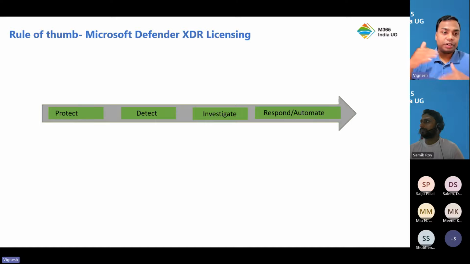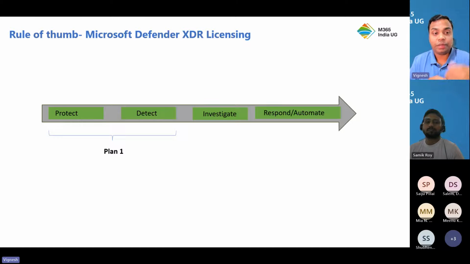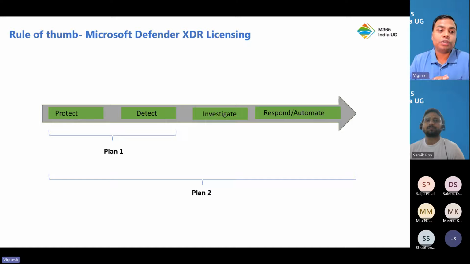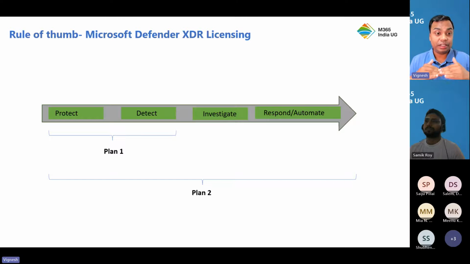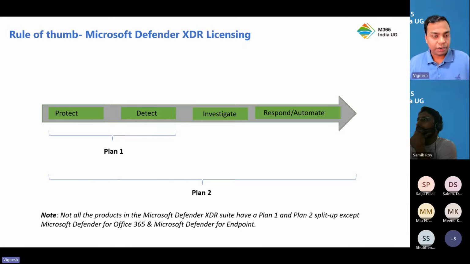These are the four core capabilities which any XDR offers, and this is how Microsoft has made their licensing for this product. The protect and detect come with Plan 1, for any Microsoft Defender XDR product, whether it's MDO or MDE. Plan 2 includes what Plan 1 offers, and on top of that, it also gives you the investigate and respond capabilities. This is the rule of thumb. Make sure you understand this properly, because only then will you understand how the capabilities are segregated for each and every product. And a quick note: not every single product within the Microsoft Defender XDR suite has a Plan 1 and Plan 2 split.